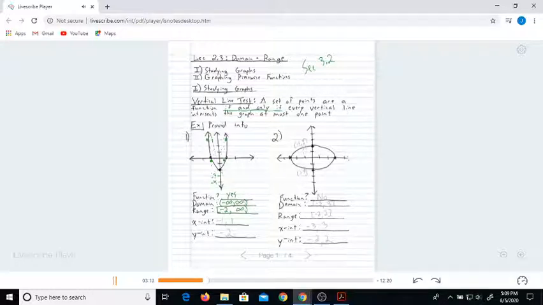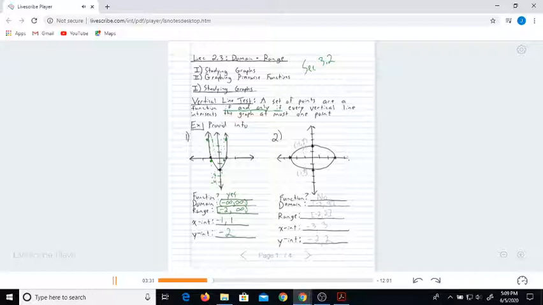Now, the x-intercepts are where it crosses the x-axis. So it crosses the x-axis at -1 and 1. It's okay to list them just like this, but do not put parentheses around them, because then you'd be denoting an ordered pair. And it has a y-intercept at -2.